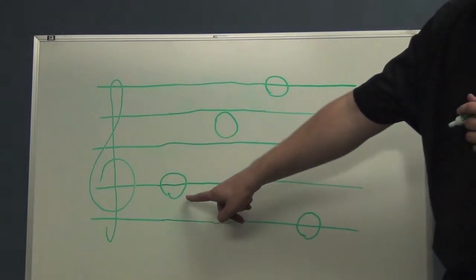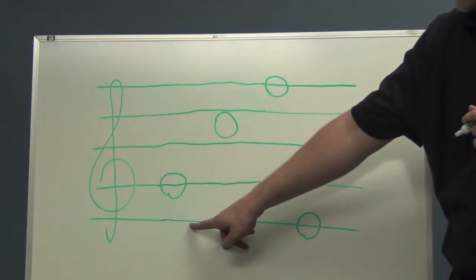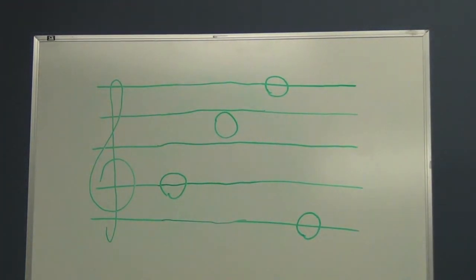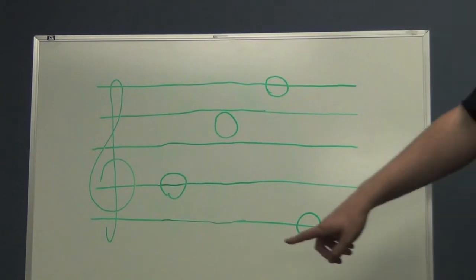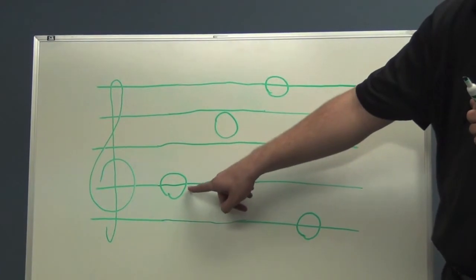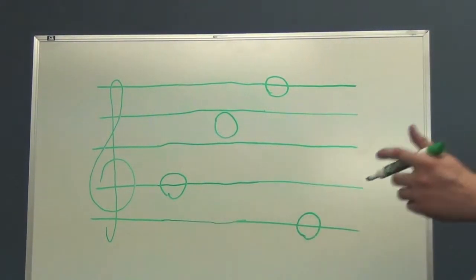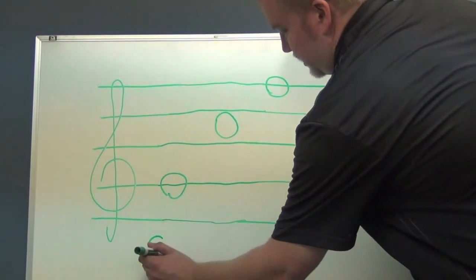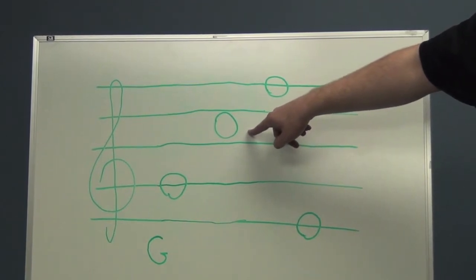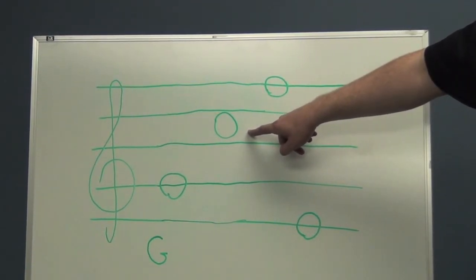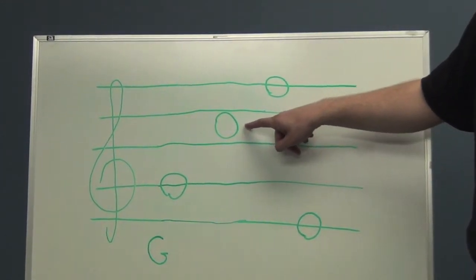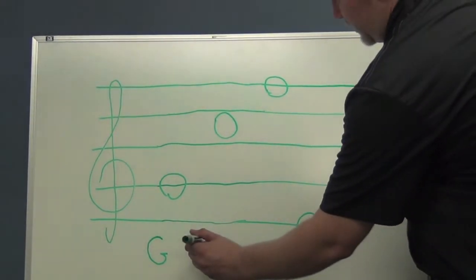So this first note here, this one is on a line. It's sitting on line two. And for the lines, we're going to say, every good bird does fly. So this is sitting on the good line, which starts with a G. So this note right here is going to be G. The second note here is sitting in a space, and the rhyme goes, if it's on the space, it spells FACE. So you would spell up from the bottom, F-A-C-E. Anything in this space right here is going to be a C. So we'll go ahead and write that in.